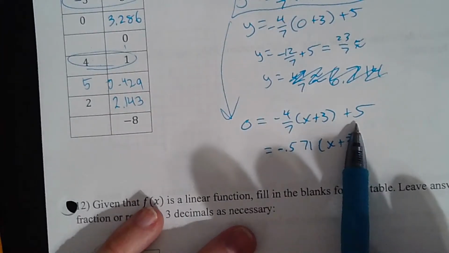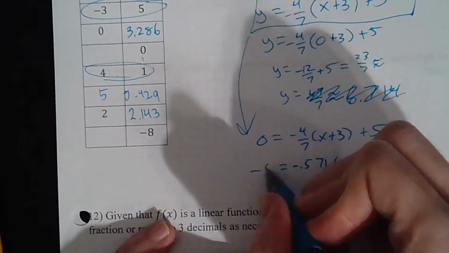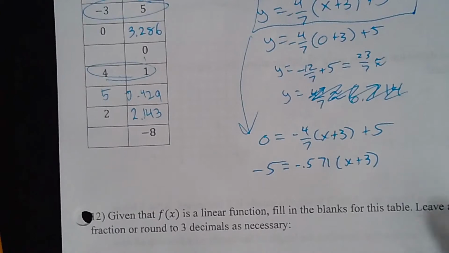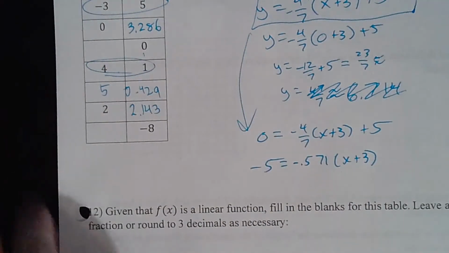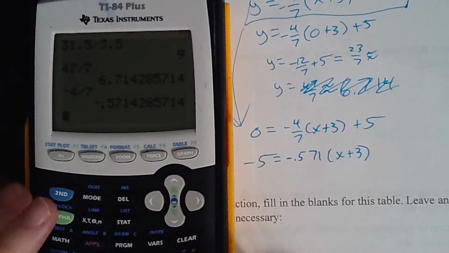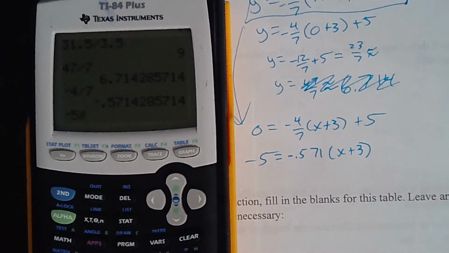But that plus 5 there, I'm going to move it to the other side. Gives me -5. So now solving this equation, there are multiple correct ways to do this. However, I think the easiest way is not to use distributive property, but to instead divide both sides by this -0.571. So in my calculator, there's a way to do this without dropping any negative signs or any extra decimals.